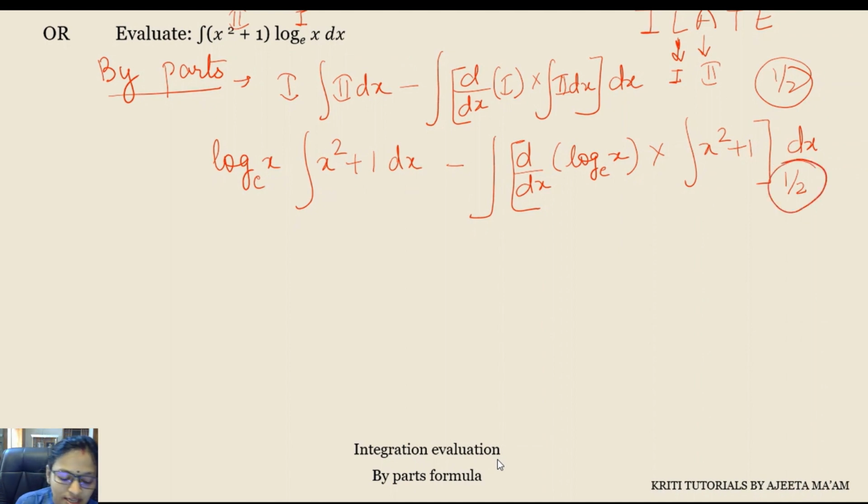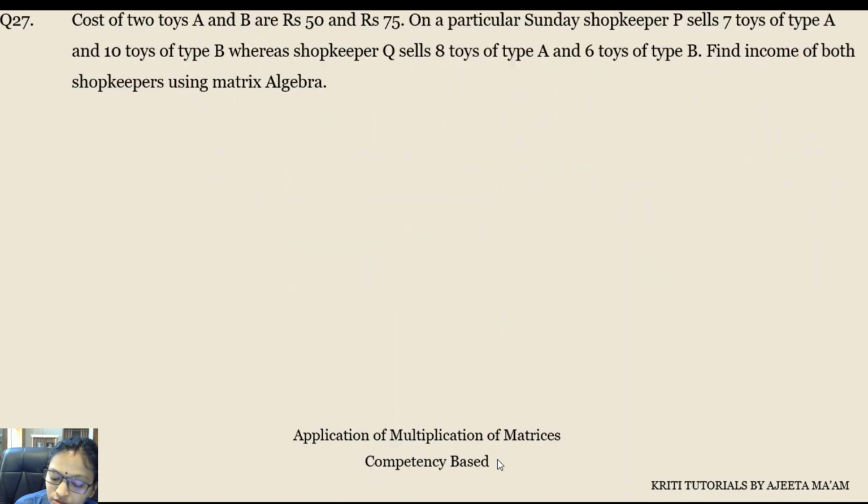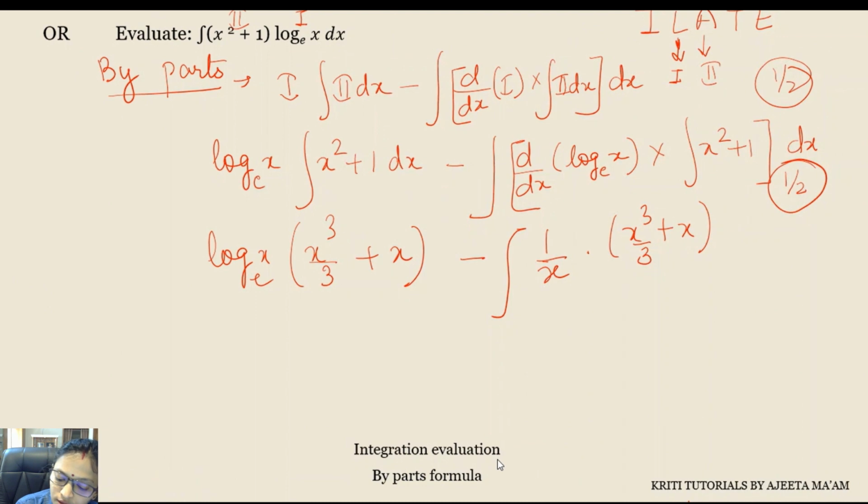Then for the next step, what will you do? You will write log x and then you integrate x square plus 1, whose integration is x cube by 3 plus x, and minus. Again you will differentiate it. So what will you get? 1 upon x and in bracket you will get x square by 3 plus x. Now we have to integrate this again. Again you will get half mark for this step, right?